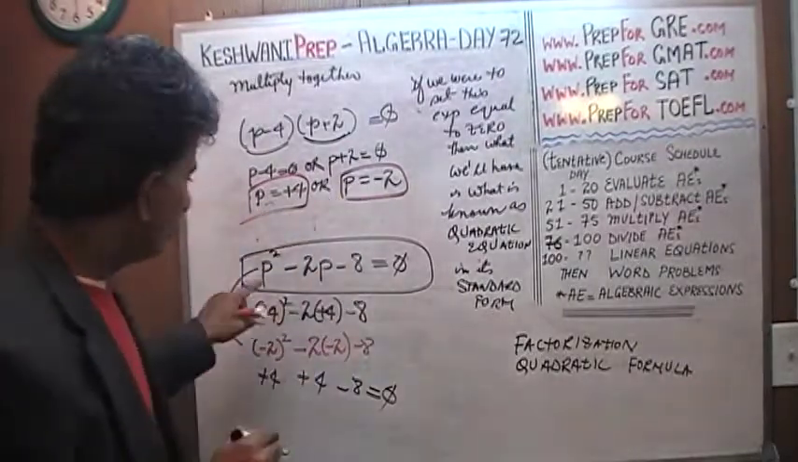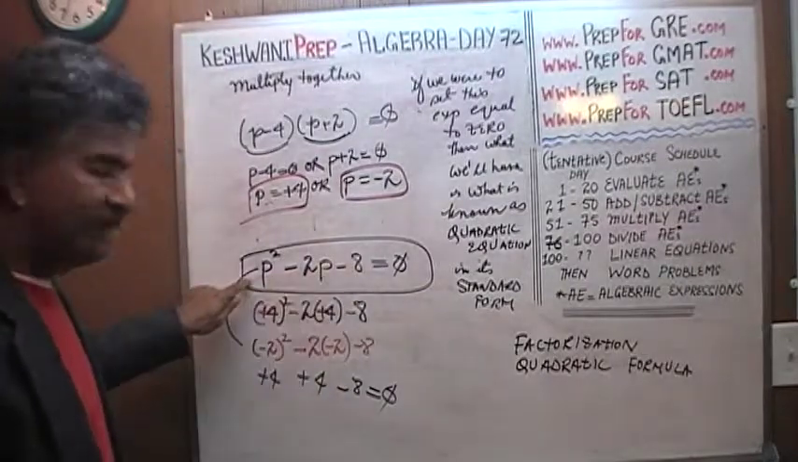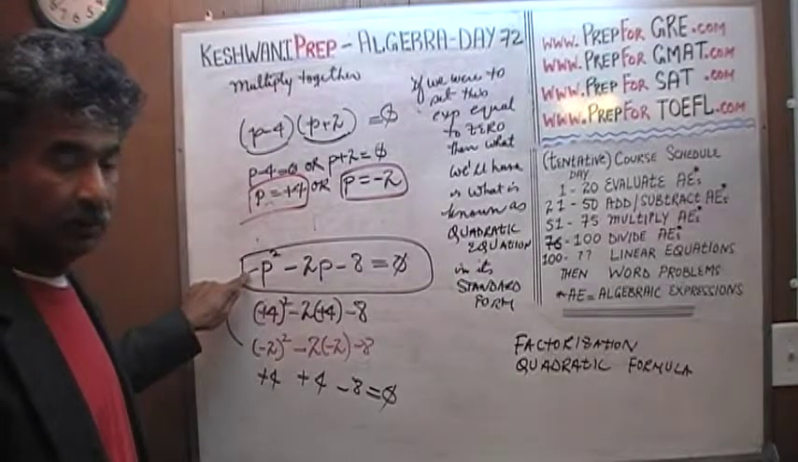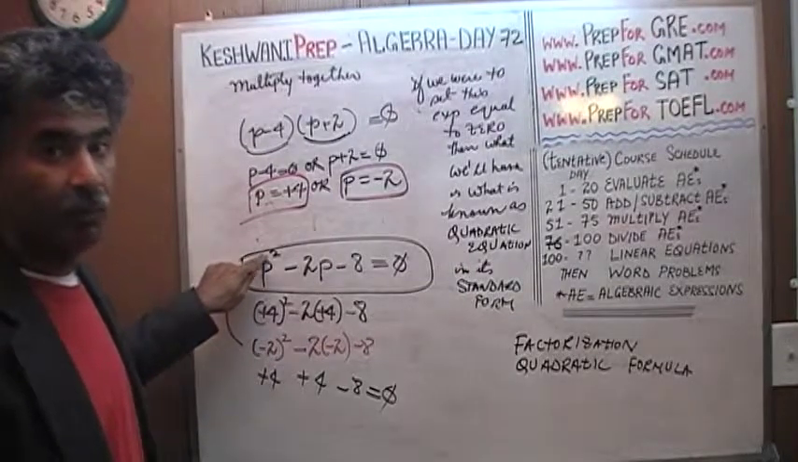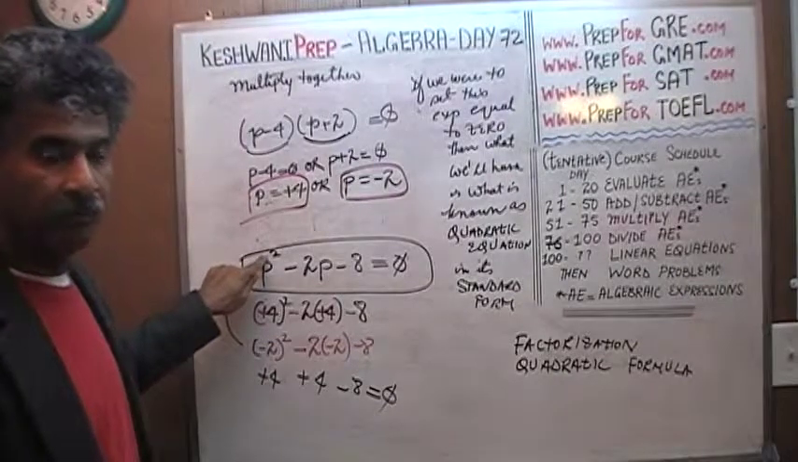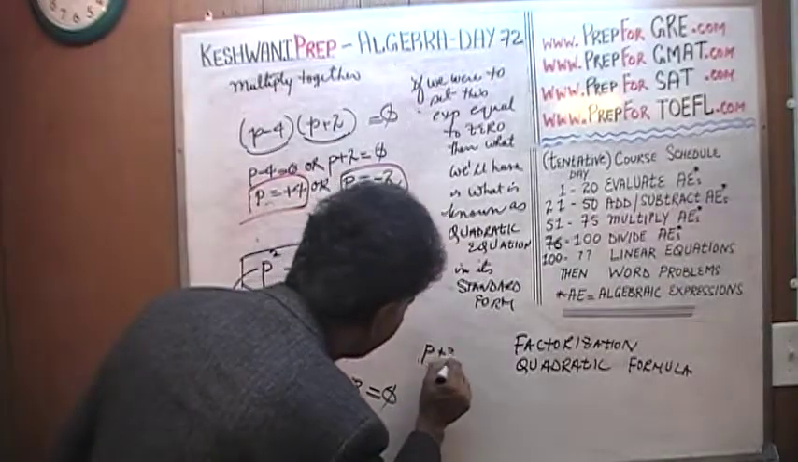But as you can see, there are two values. What I'm trying to make you understand is that there are two values of p which satisfy this equation. Why are there two values of p? Because p is raised to the second power. It's a quadratic equation. Had it been a linear equation, linear equations have only one root. There is only one value in the world which will satisfy this equation.